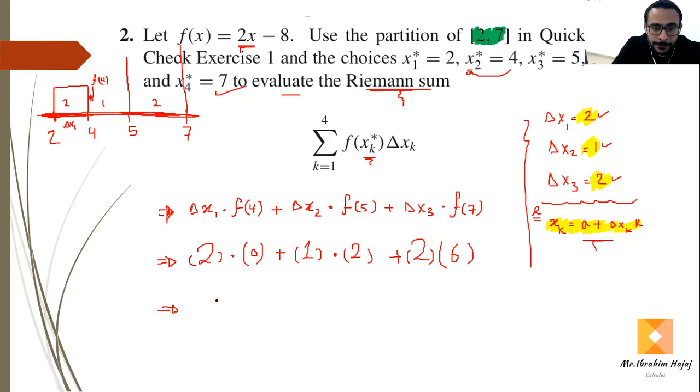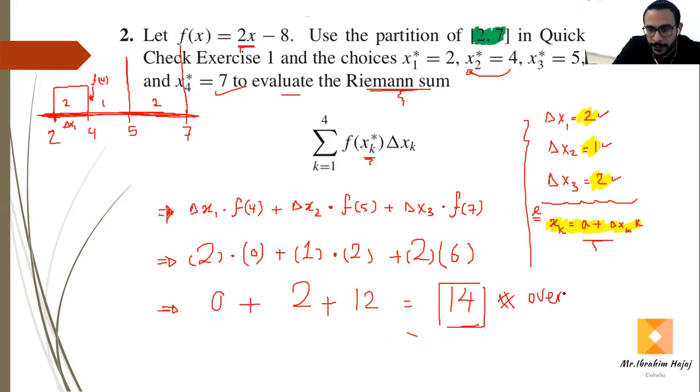Now the sum is going to be 0 plus 2 plus 12, which is equal to 14. So the answer is 14. This is an estimate, and since the graph is strictly increasing, this is going to be an overestimate. Right, you are excellent. So it's an overestimate by using what?